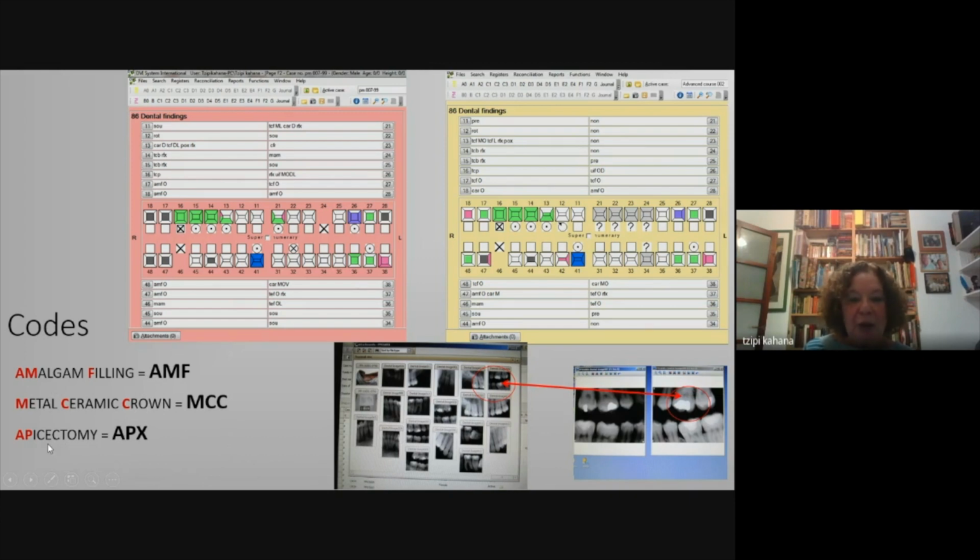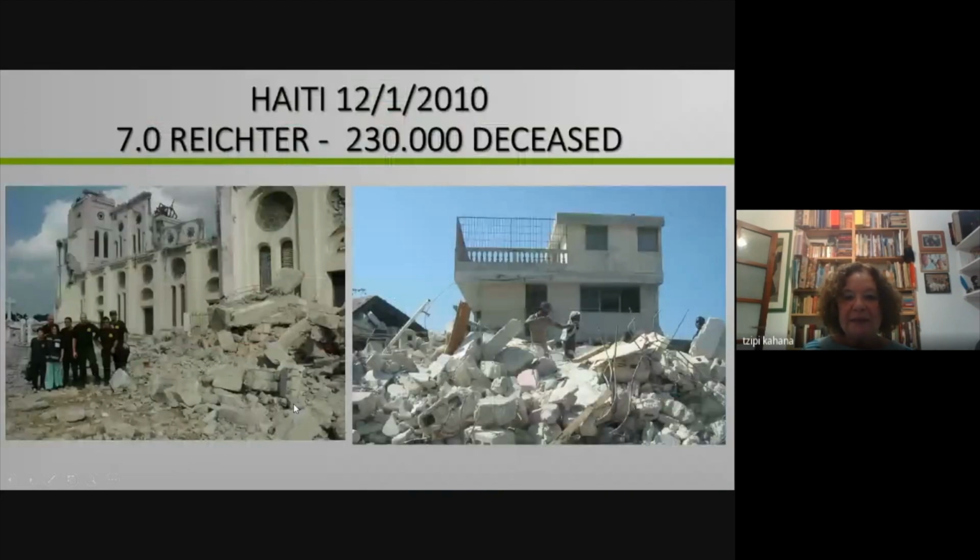If we have only one word, we take the first three letters of the word, but because this is something that will be seen on radiograph, we take only the first two, AP and X for radiograph. It takes exactly 10 minutes to learn the codes, no big deal. You put in the codes and you ask the system, and it gives you an identification. This is when the conditions are excellent for working. Let me take you now to Haiti 2010.